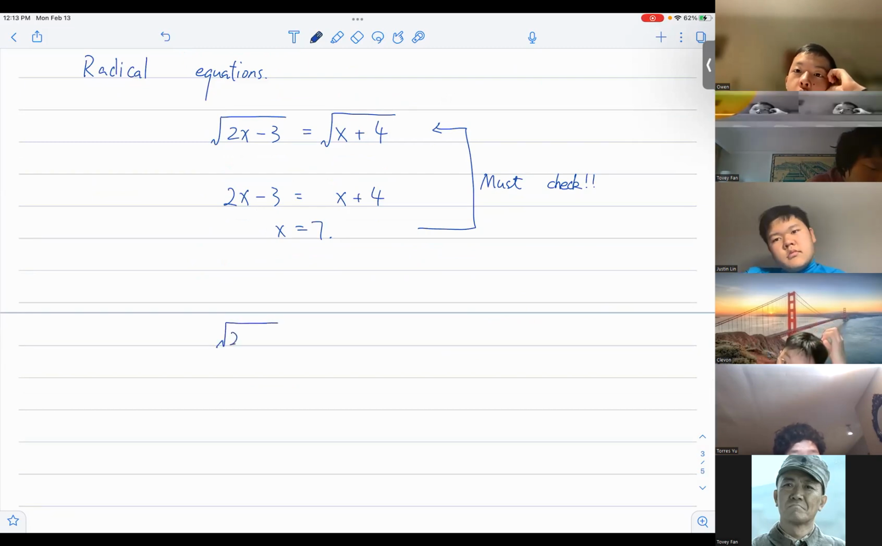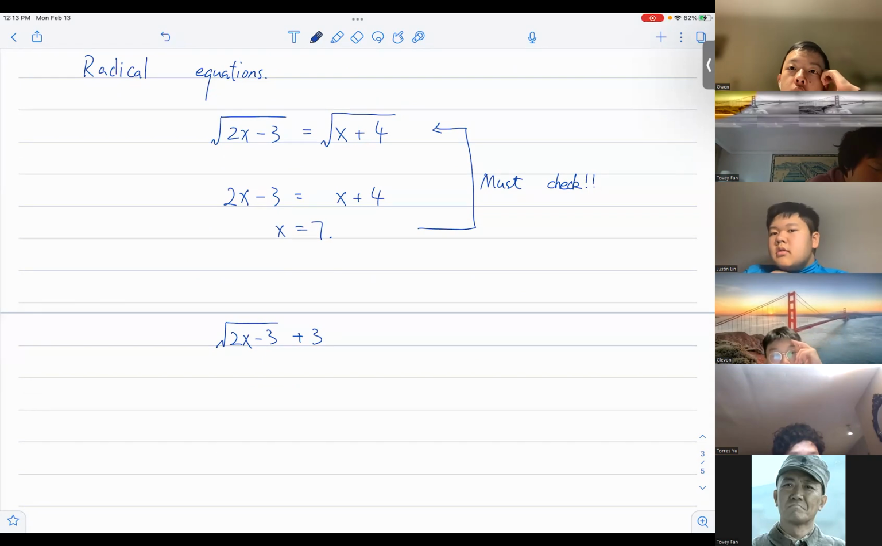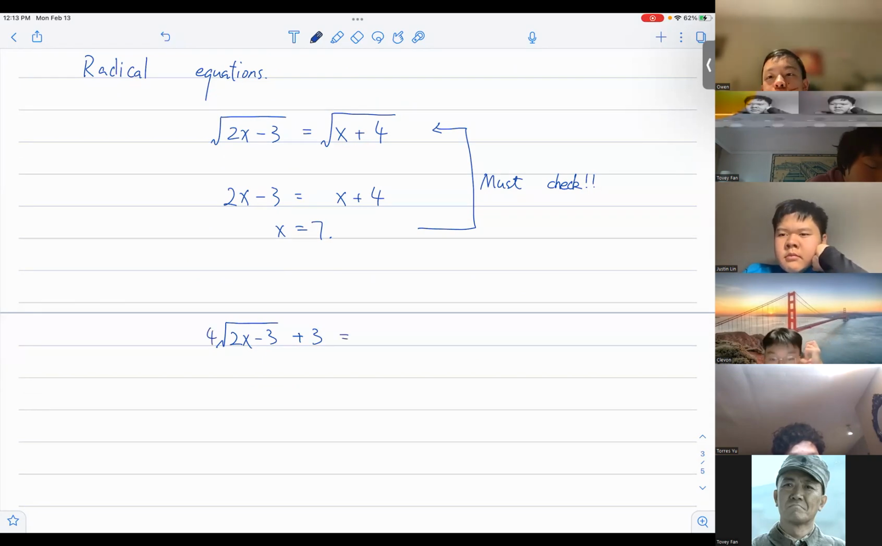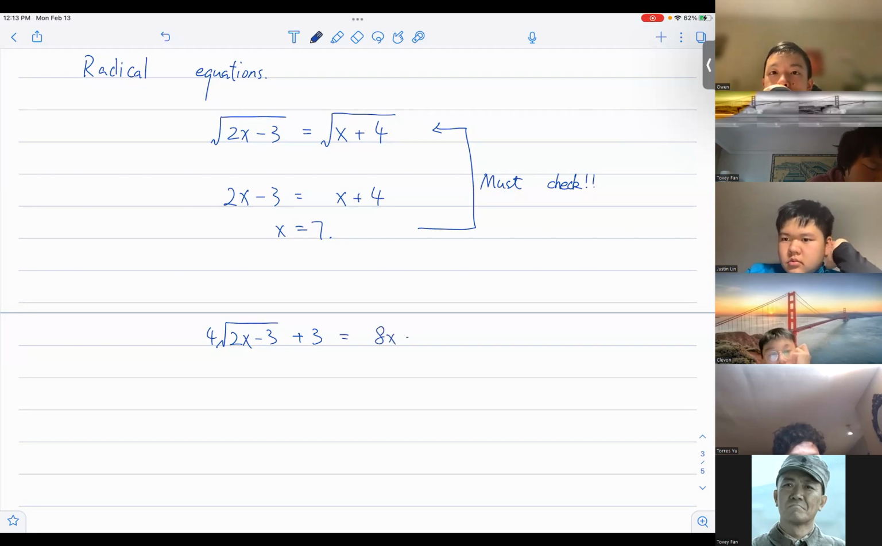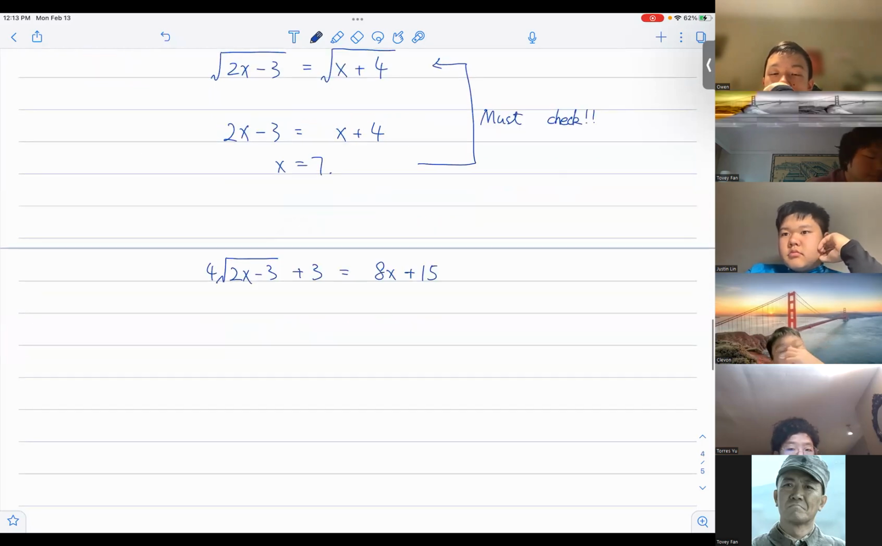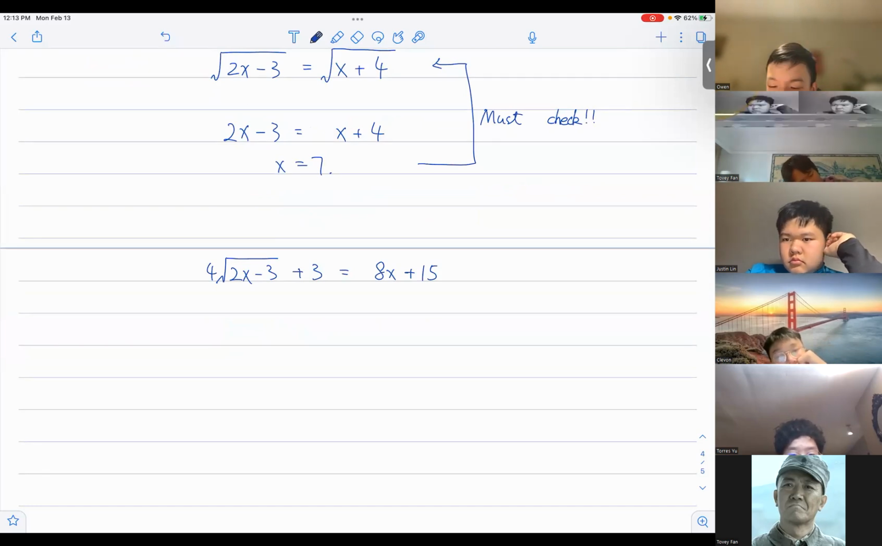What about, say that we have still 2x minus 3. What if I'm gonna add a 3 to it, and I'm gonna times it by 4, and then I'm gonna let it equal to 8x plus 15, for example. Anyone, any idea? I think we need to still square it to get the radical out, or the square root. Yeah, we still need to square it, but do we square it now?